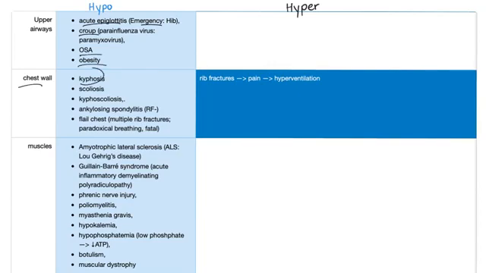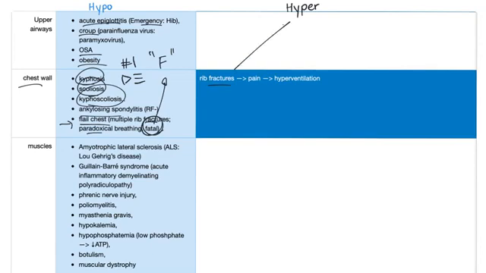Chest wall problem: kyphosis, scoliosis, kyphoscoliosis, ankylosing spondylitis, flail chest, multiple rib fractures, paradoxical breathing, and this is fatal. If you want to see an F mnemonic about flail chest, please watch my first video in this playlist on pulmonology, called Clinically Oriented Anatomy of the Thorax.